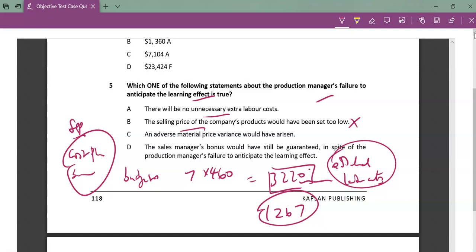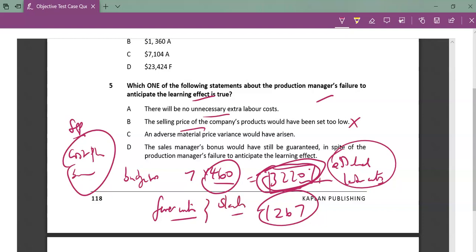So it says here the sales manager's bonus would have still been guaranteed, in spite of the production manager's failure to anticipate the learning effect. It's a bit of a merry-go-round here, because you almost need to go into the factory yourself. You're assuming that it's going to take you 3,220 hours to make 460 units. So in effect, you're giving so much time just to make these 460 units, and you could really have been making many, many more units with this amount of time. So you're actually coming out with fewer units than you should. So you have slack, if you like.